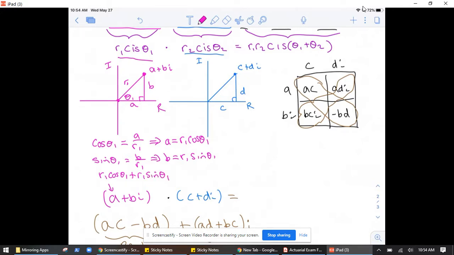And of course, you could factor out the R1 to get R1 times cosine theta 1 plus I sine theta 1.